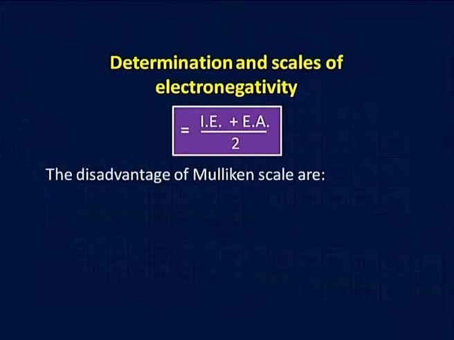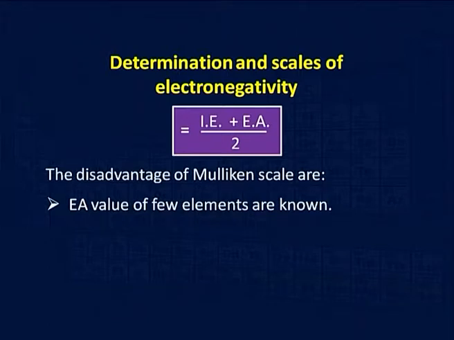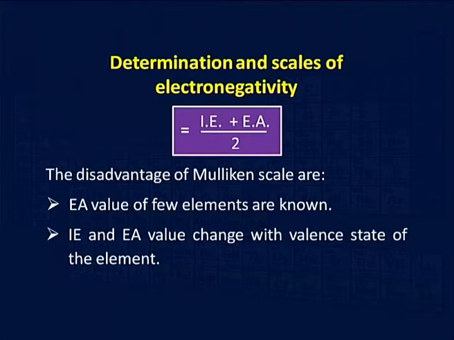The main disadvantages of this Mulliken scale are that electron affinity values of only a few elements are known, whereas the second disadvantage is that ionization energy and electron affinity values change with the valency state of the elements.